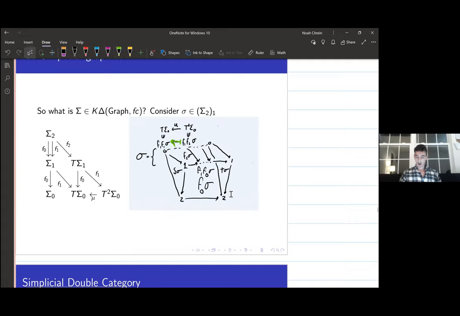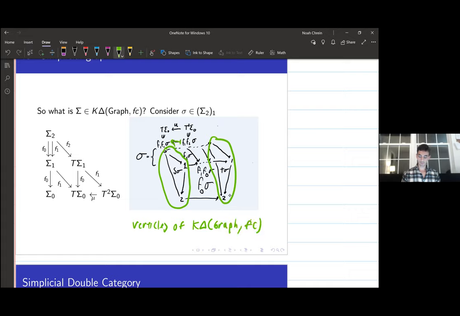Now, let's try to speed up a little bit here. There is a result that I don't necessarily think I can get into, which essentially says that the vertices of a simplicial graph like this, a simplicial FC graph like this, are simplicial sets, like on the nose. And so I'm justified in drawing it as a simplicial set.